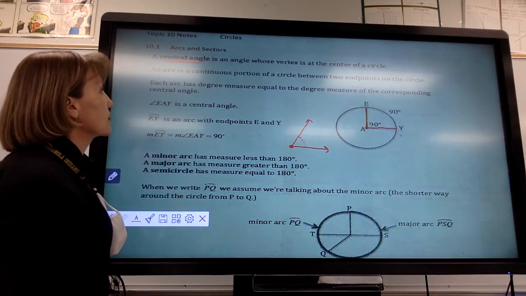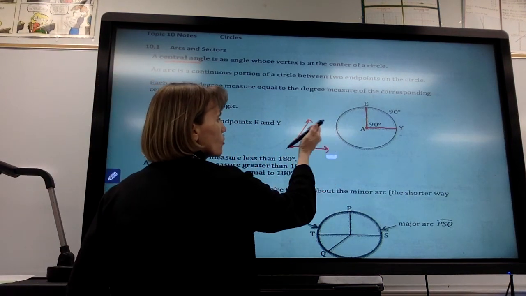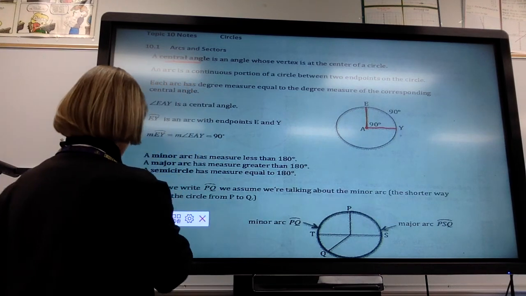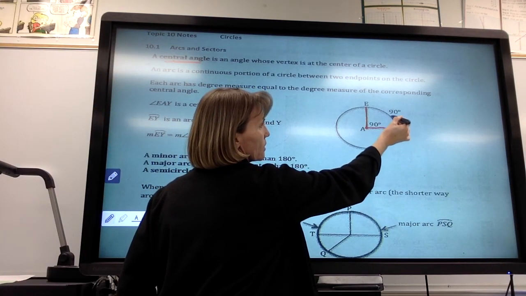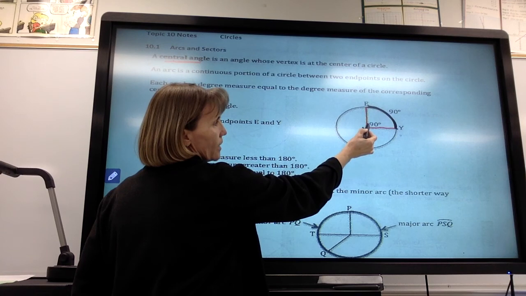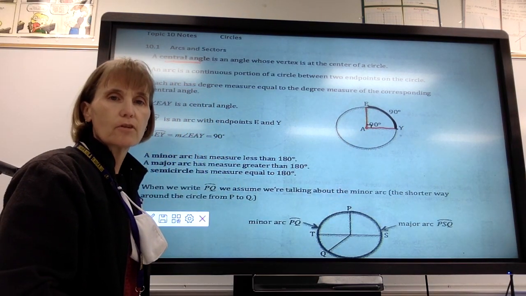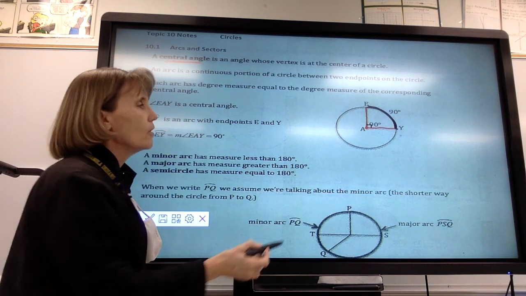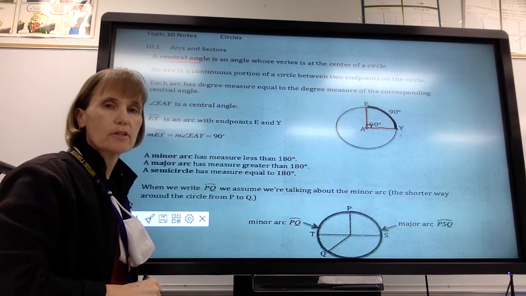Okay, an arc is a continuous portion of a circle between two endpoints on the circle. So from this central angle, an arc is created. That arc goes from the endpoints of that central angle. So we would say that is the arc. When you have a central angle that's 90 degrees, and you'll see boxes again, so if you see a box there at that vertex, that means it's a 90-degree angle. If the central angle is 90 degrees, well, the arc is 90 degrees also.